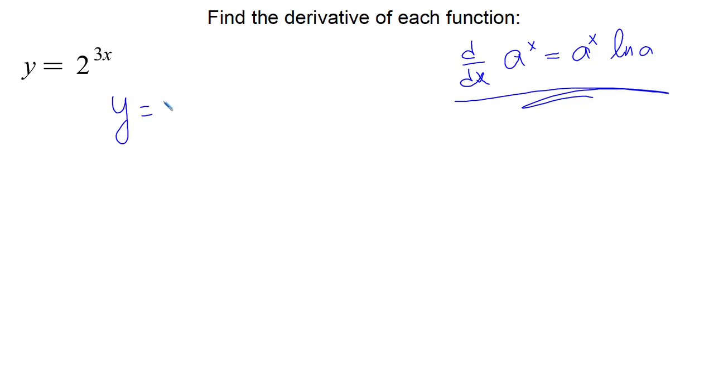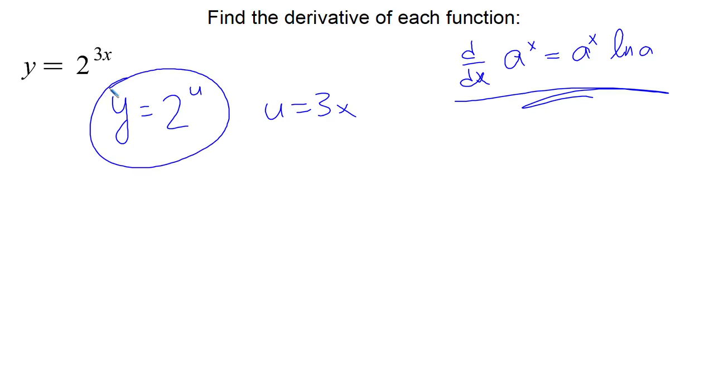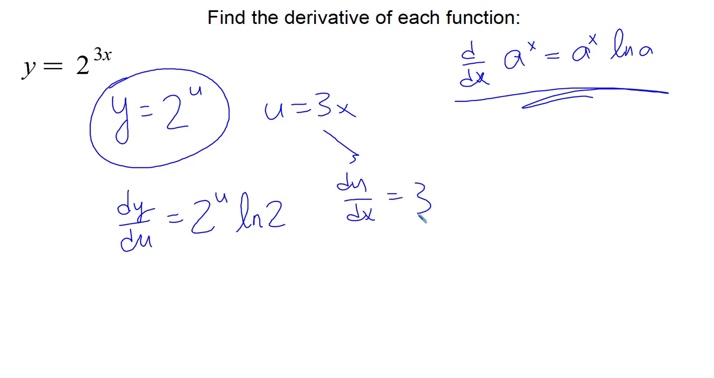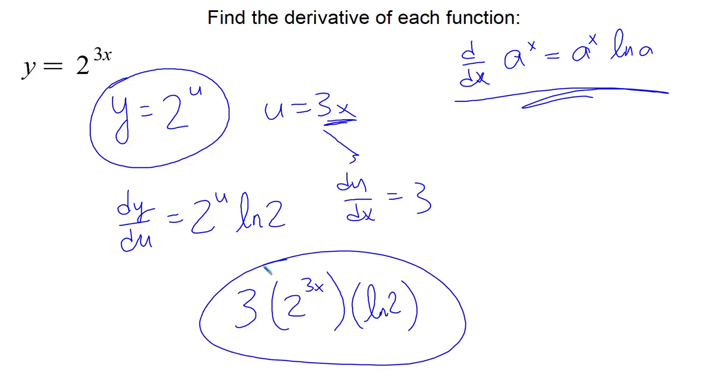So this is like y equals 2 to the u, where u is equal to 3x. So we'll use the rule for a derivative of a to the u, or a to the x, for the first part. So dy du will equal 2 to the u times the natural log of 2. And then du dx here is just equal to 3. So our final answer should be the product of those two things. It should be 3 times 2 to the u, where u is 3x, times the natural log of 2.